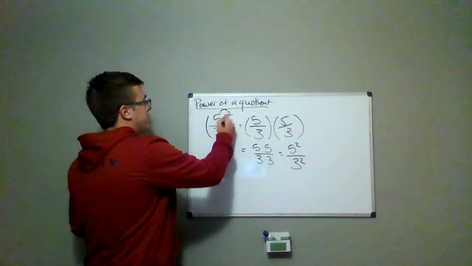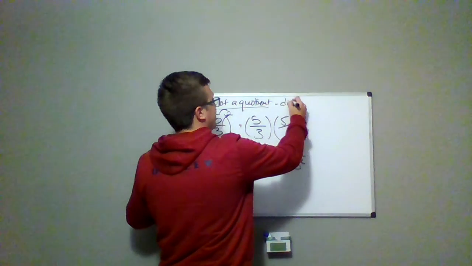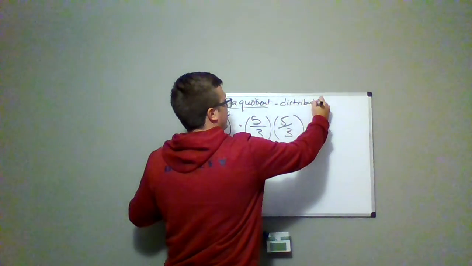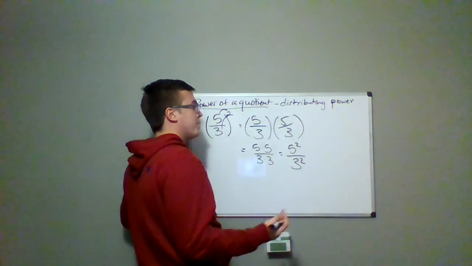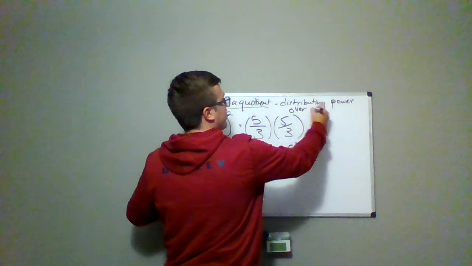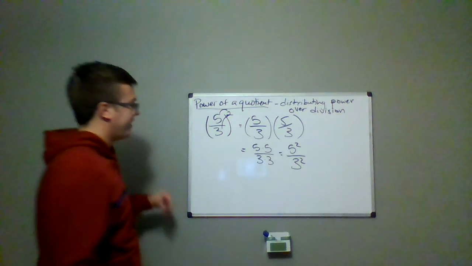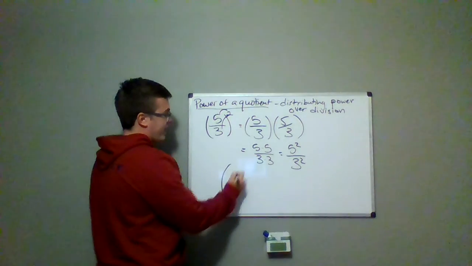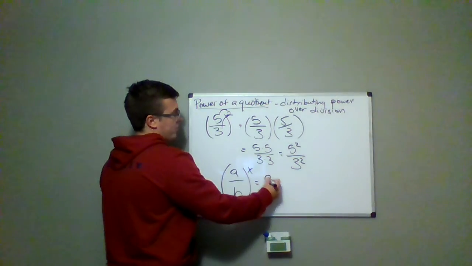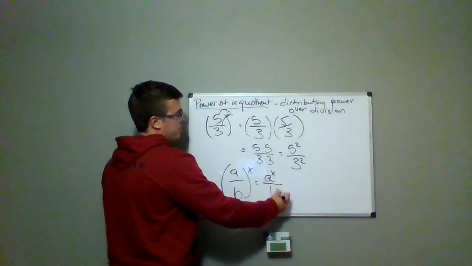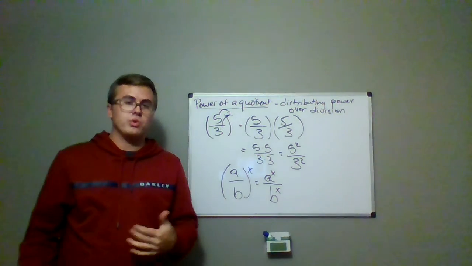So essentially what we're doing is the same thing as power of a product. You're distributing power over division. I think I said multiplication before, but you're distributing power over division. So symbolically, if I have a over b to the x power, that would be a to the x over b to the x. So that's our last exponent rule that we're going to go through.